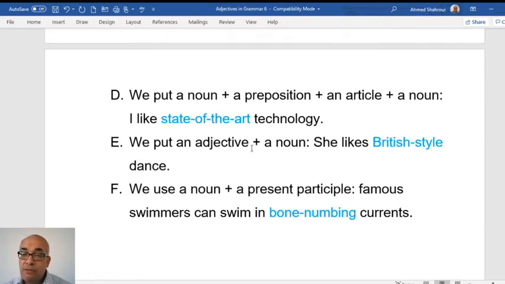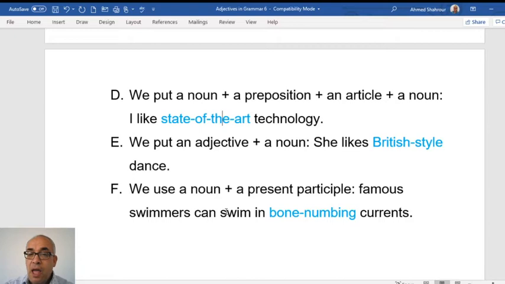We put an adjective and a noun. She likes British-style dance. So British is an adjective, style is a noun. Between British and style I put a hyphen. So British-style is a compound adjective which describes dance. So British is an adjective, hyphen, style is a noun. Together, the adjective and the noun describe the noun dance.